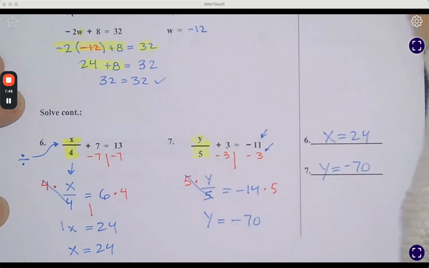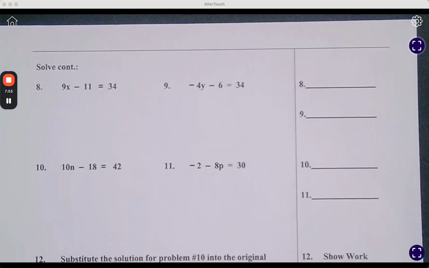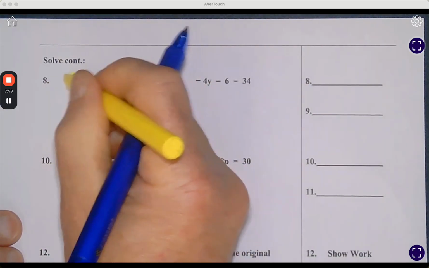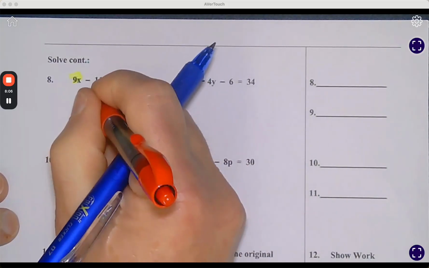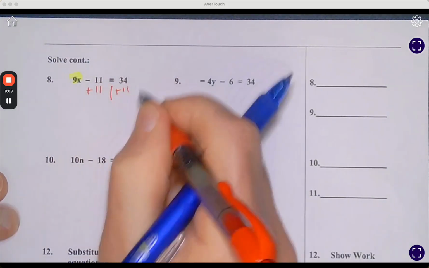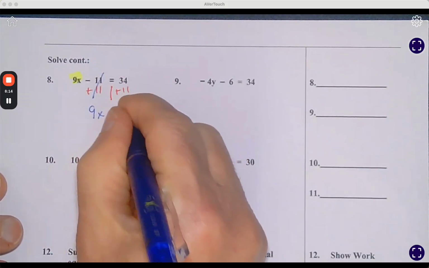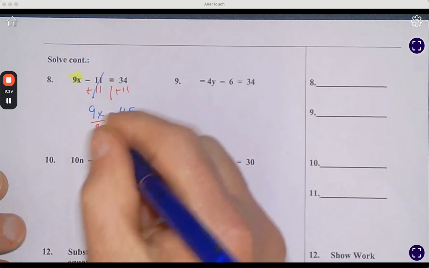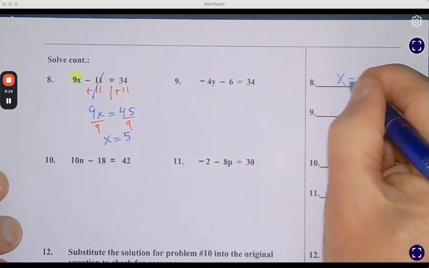All right, let's flip it over, see what we got. Okay, number 8. Again, identify that variable term. There it is. Undo your operation of subtraction. So the inverse operation for subtraction is addition. So 9x, because that goes to 0, equals 45. Divide by the 9s. And you get x equals 5. Done deal. Good job, everybody.